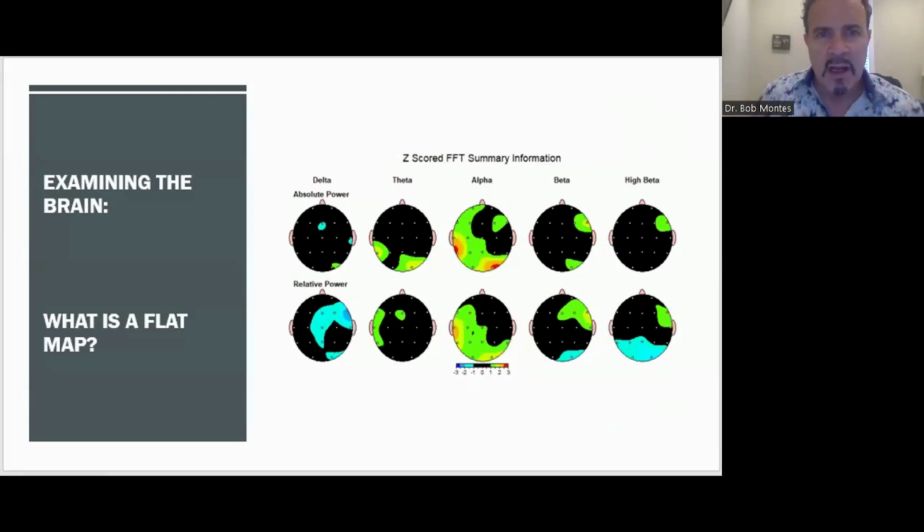Now, to understand the flat map, you must first look at this row here at the top called absolute power. You will see that each of these figures has a nose at the top and the left and right ear on its side, indicating that we're getting a top-down view of the flat map. So the EEG data on the previous page is then converted to a form that can be compared to what we call typical or normal EEG.